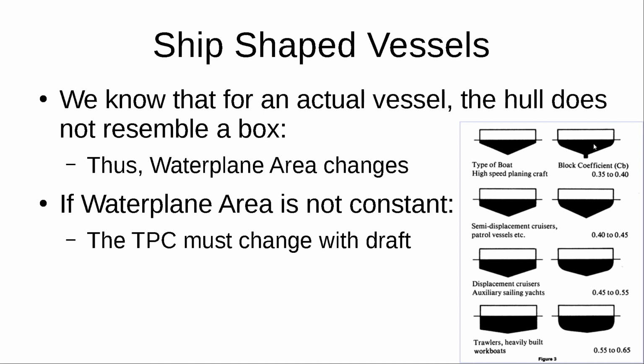Getting back to the topic of TPC, we know just looking at these right here, as the draft of that vessel changes, the area of its waterplane will change as well. If the area of the waterplane is not constant, it's therefore implied that the tons per centimeter immersion must change with changing draft. Hence why in the deadweight scale you can see how the TPC is varying based on draft.